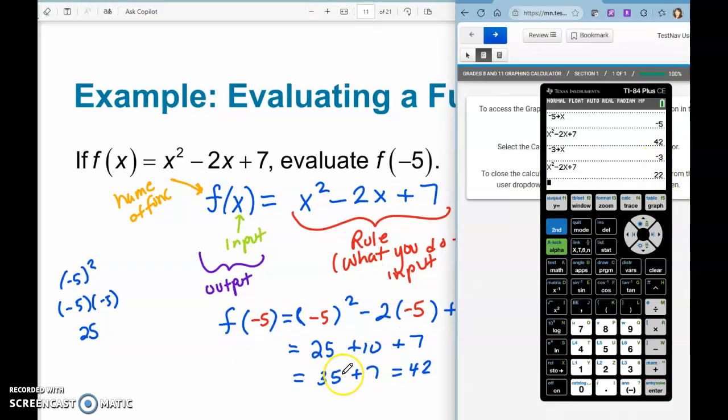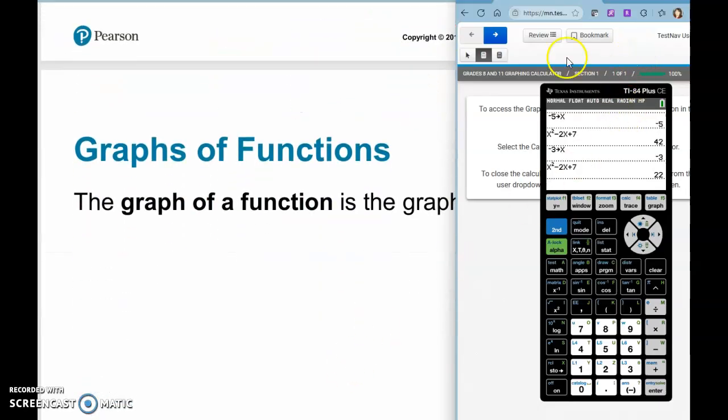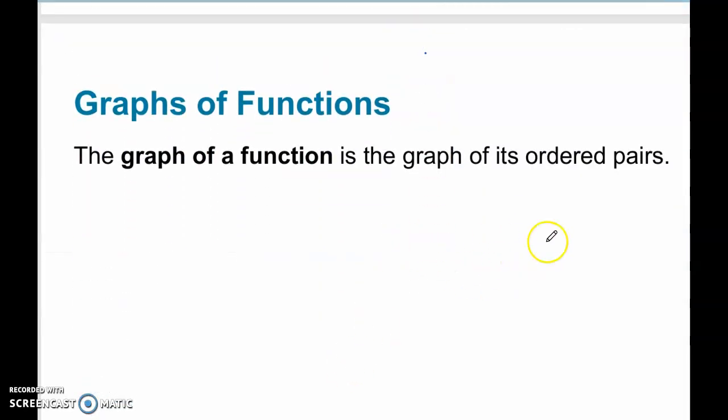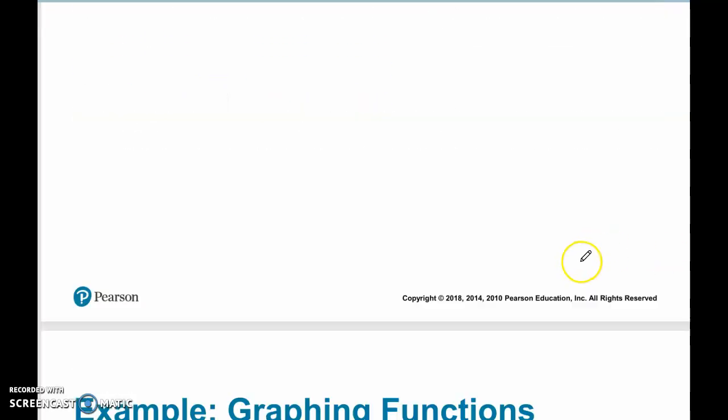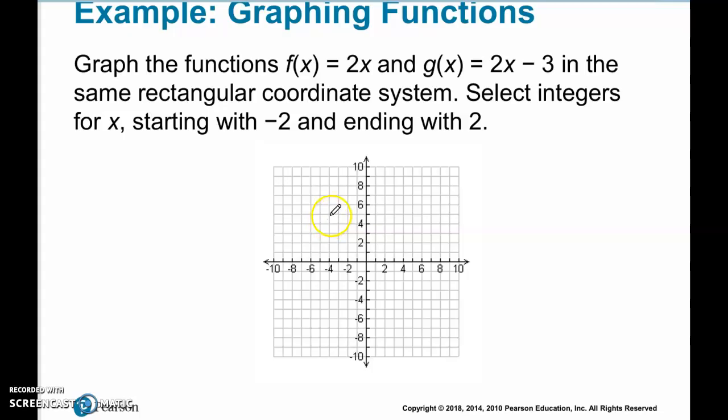And if I take all those ordered pairs that I come up with and I graph them on an XY plane, I will create a graph of the function. So we're going to do that next with two other functions. So here I have two other functions, and it says let's graph 2x and let's graph 2x minus 3 on the same rectangular coordinate system. And it says select the integers for x starting at -2 and ending at 2.